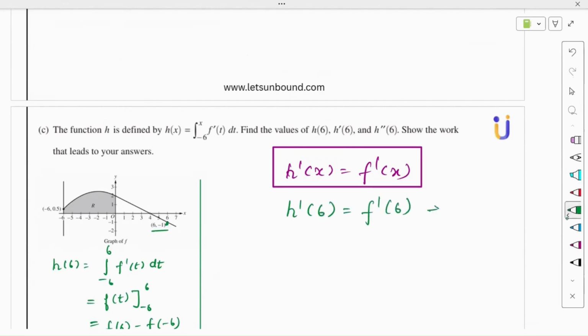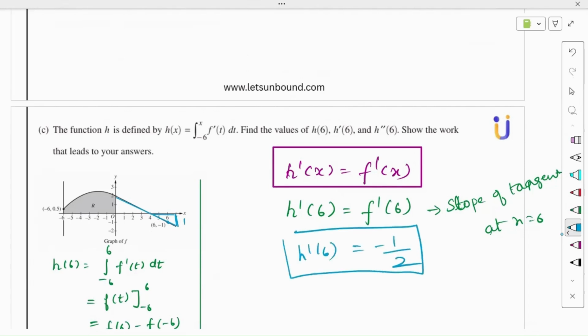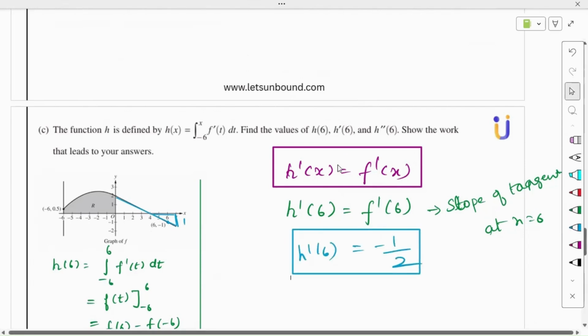What is f dash of 6? F dash of 6 means slope of the tangent at x equal to 6. That's the interpretation. So at x equal to 6, what is the slope of the tangent? The slope means rise over run. It's a constant slope because it's linear, right? So it's not particular to 6. If you find the slope, rise is 1 unit, rise over run is negative 1 over 2. So h dash of 6 is negative 1 over 2. Hope it's clear.